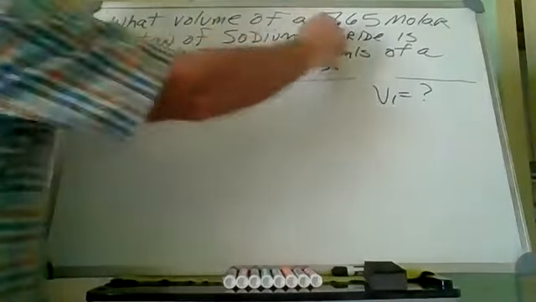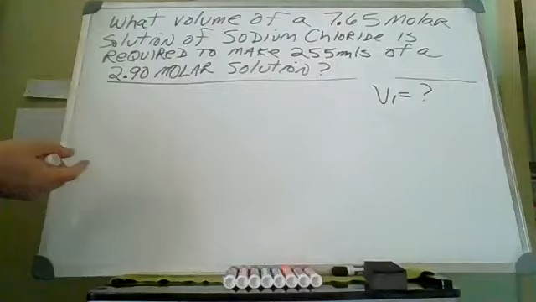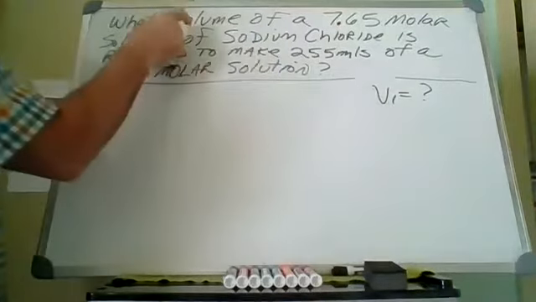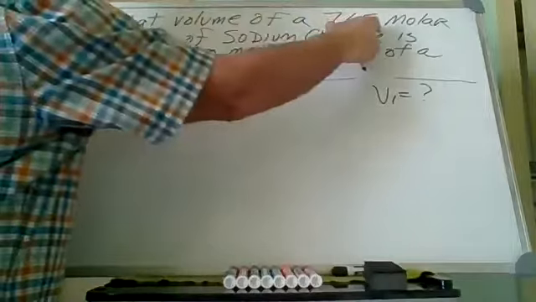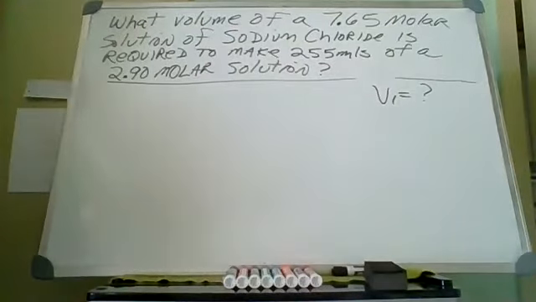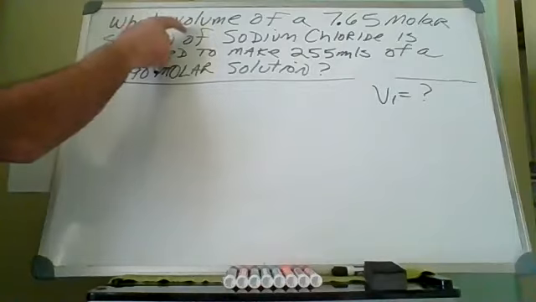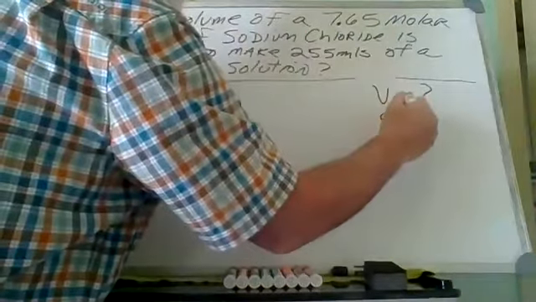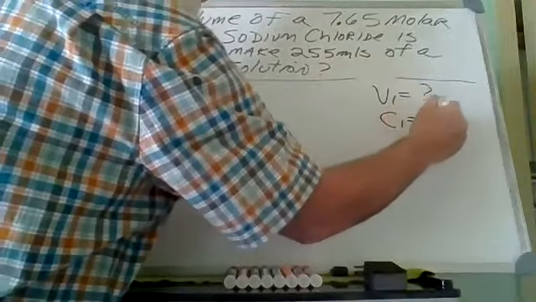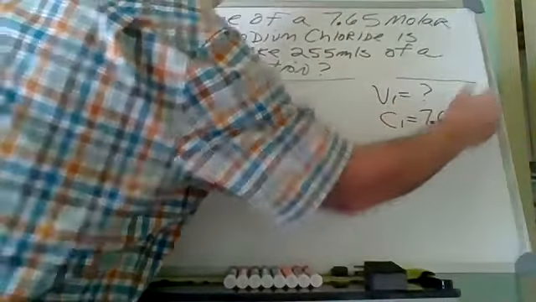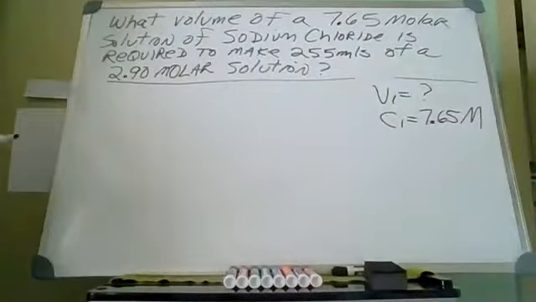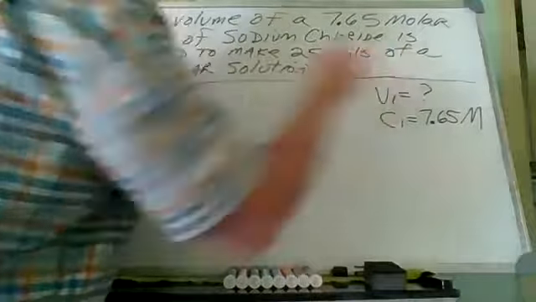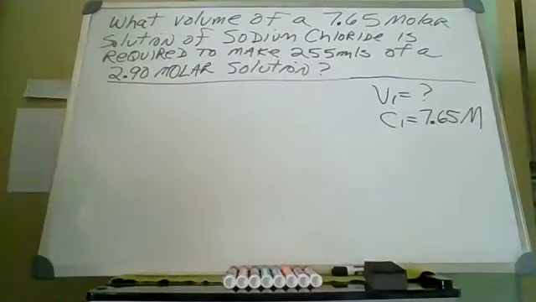What volume of a 7.65 molar solution? So there's a concentration. Notice, the volume that we're looking for has a concentration of 7.65 molar. Okay, this is again an important consideration here. This unknown volume has this concentration. So I'm going to write C1 equals 7.65, and I'm just going to use a capital M to abbreviate molar. Okay, a capital M.